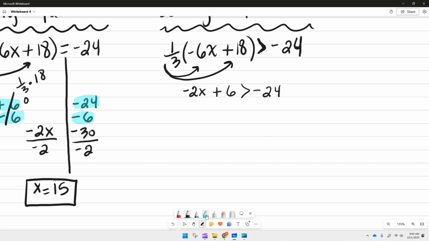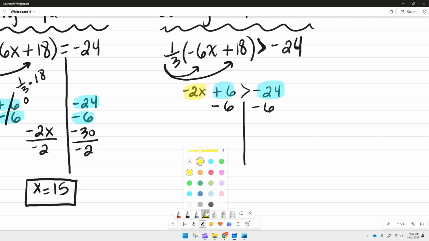Just like we did before, we're going to highlight. All right, my variable is already the only yellow term on that side, so I'm not moving my variable. We're going to make sure we move the 6 over the inequality symbol. So we're going to add 6, just like we did before. I'm going to highlight, just like we did before. Those 6 cancel out, and they're gone, and I'm just left with negative 2x, and then I have negative 30.